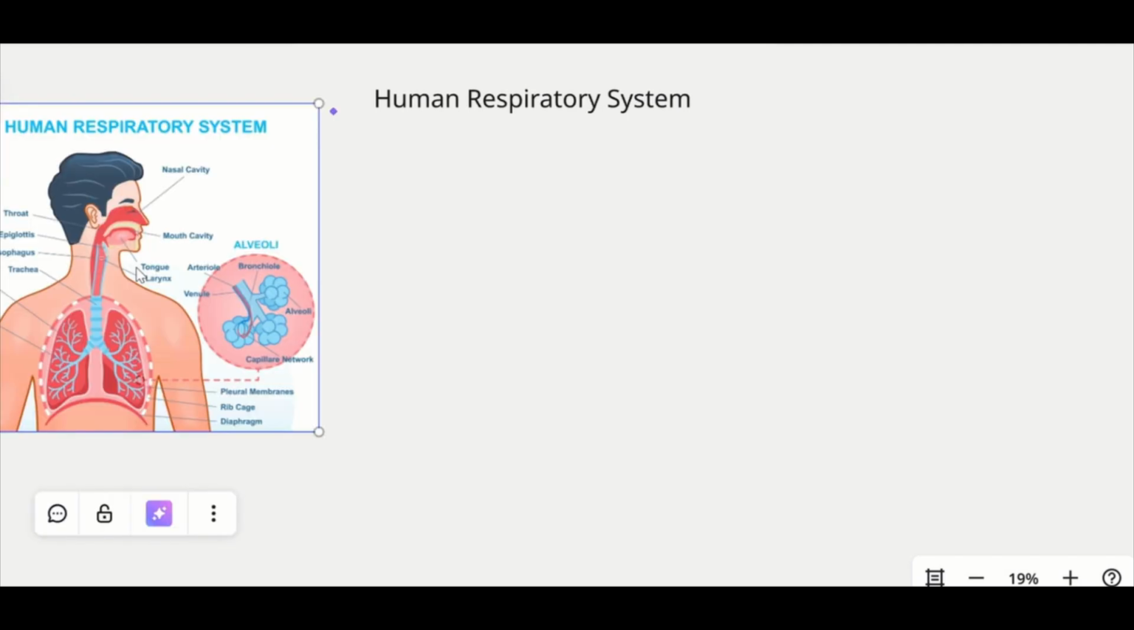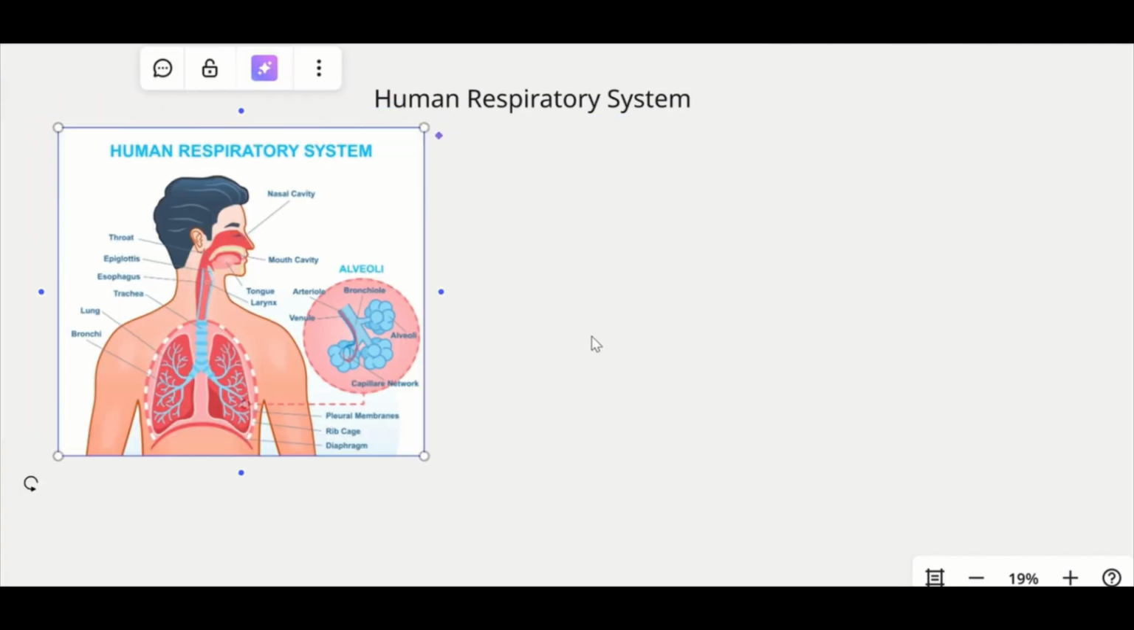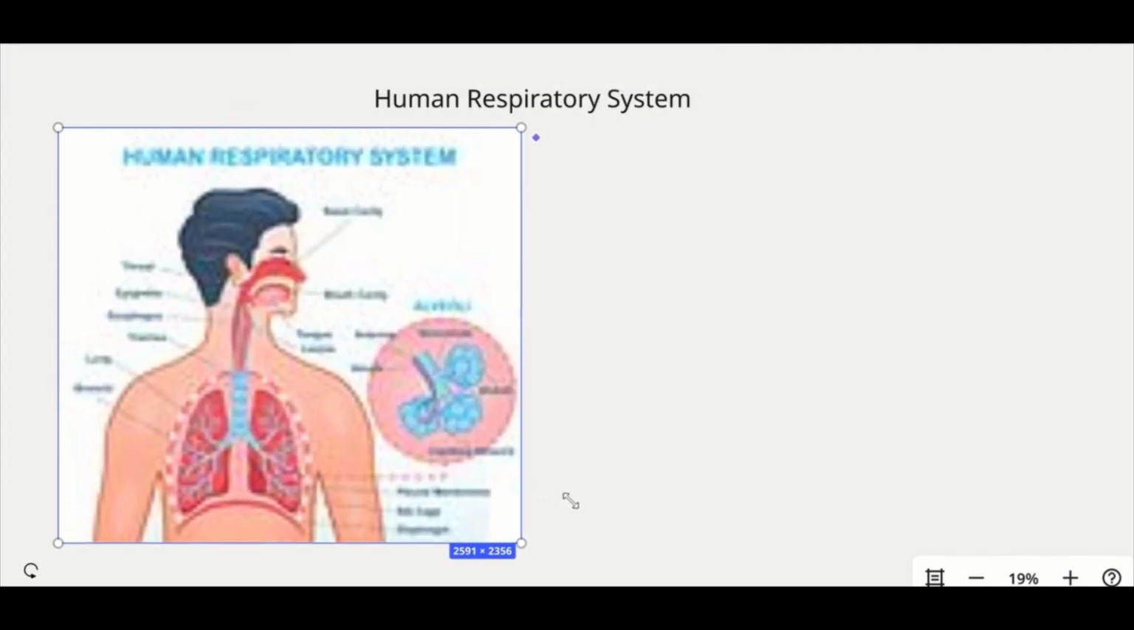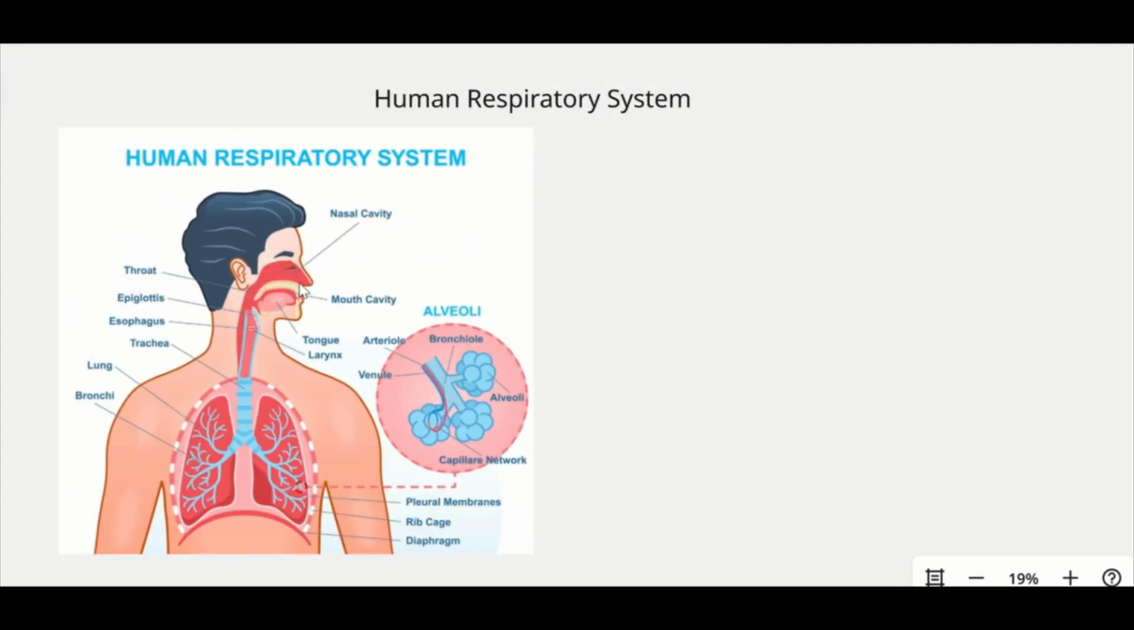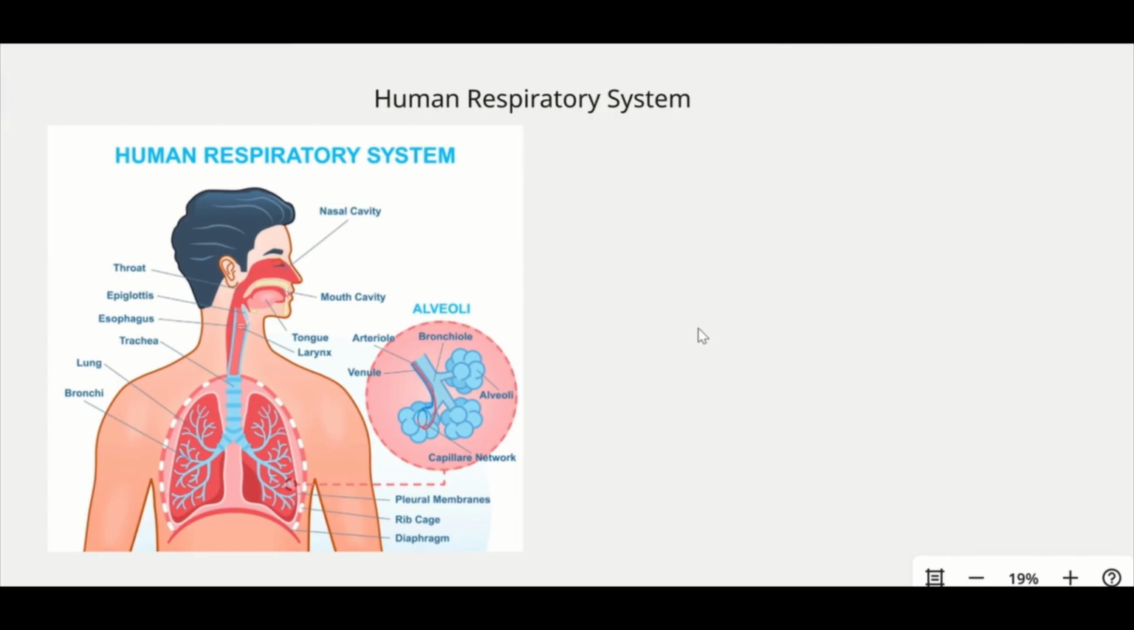Hi all, now we are going to learn about the human respiratory system. Let's start with the diagram. As you can see here, this is the human respiratory system. It includes our nose, trachea, bronchi, and the lungs, everything. Let's check one by one.